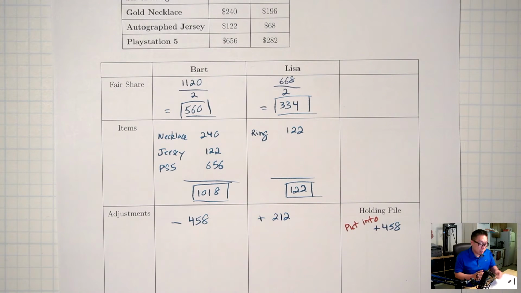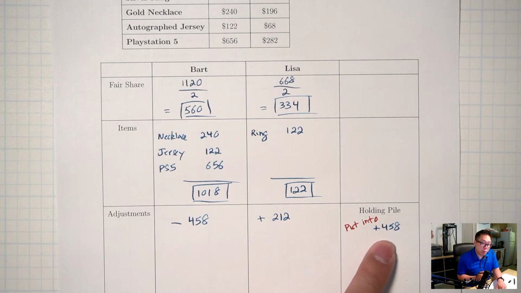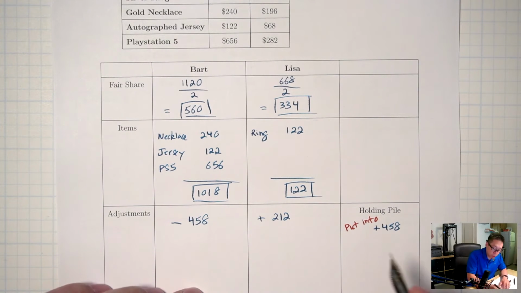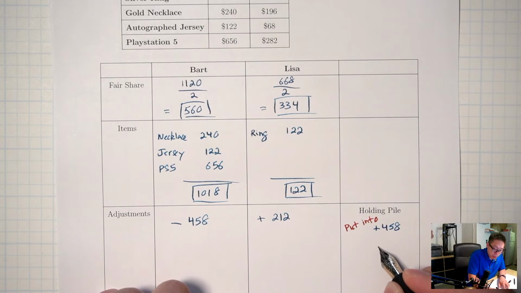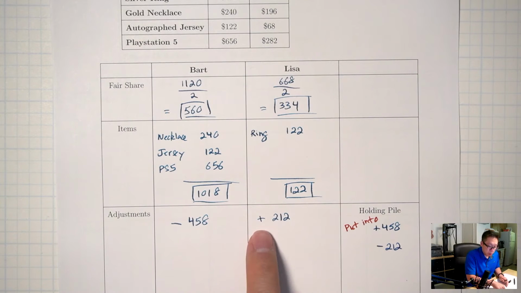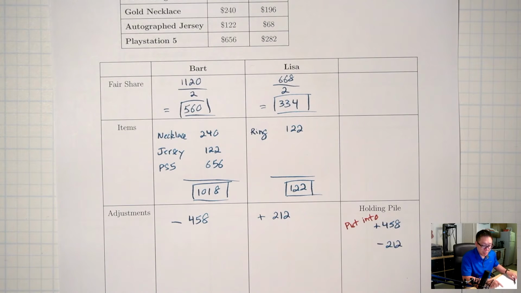So we're going to give Lisa $212, but from where? So we're going to take it out of the holding pile. So in the holding pile, we're going to take out 212. It's going to appear as a negative. So once again, here it's positive. In the holding pile, it's opposite sign, right? It's negative. But the meaning of it is we're taking out.